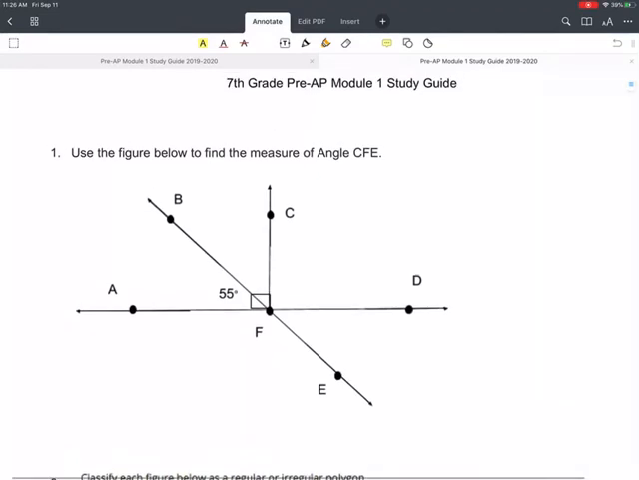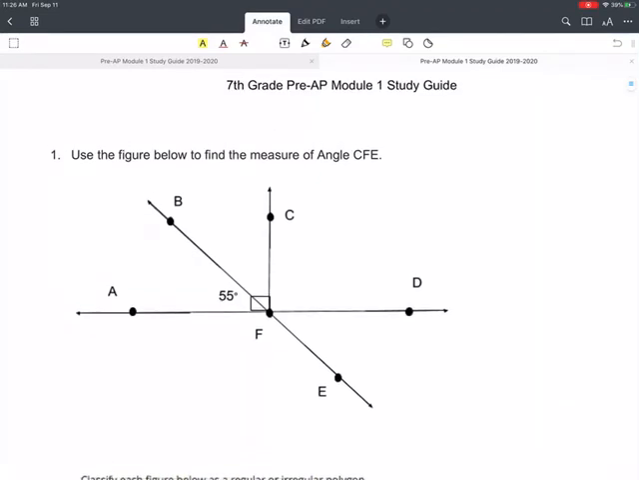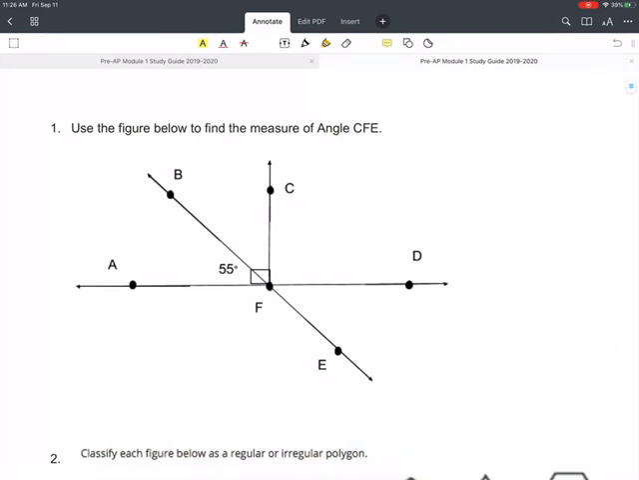Alright, here we go. Module 1 study guide. Number 1 says, use the figure below to find the measure of angle CFE. So if I look at that angle, we have C, go to F, and then trace to E. So CFE are these two angles together.